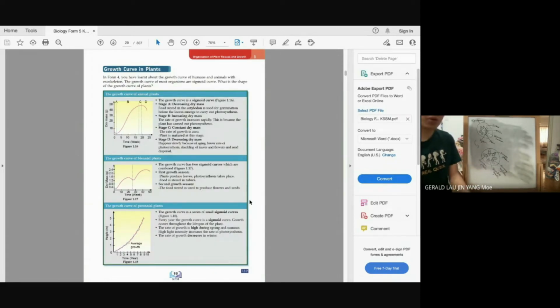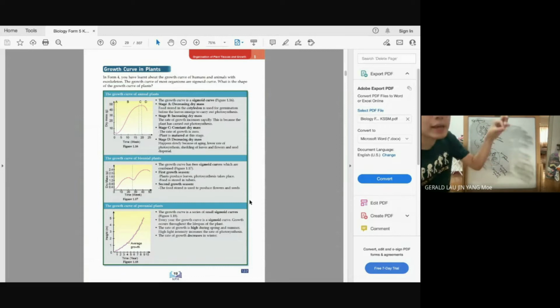Okay, now look at the growth curve. Actually, it's very easy to identify and explain. The growth curve of annual plants is one time only, 1 year only. The growth curve is a sigmoid curve. Sigmoid means an S shape. The first stage is decreasing dry mass. I think an exam objective question also asked what is stage A. That means the dry mass will decrease.